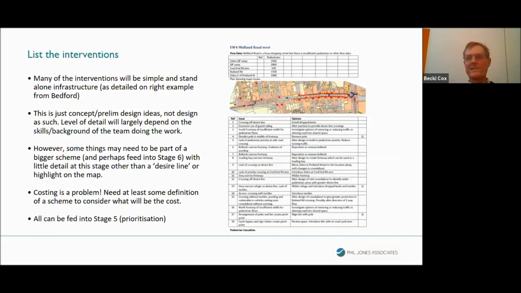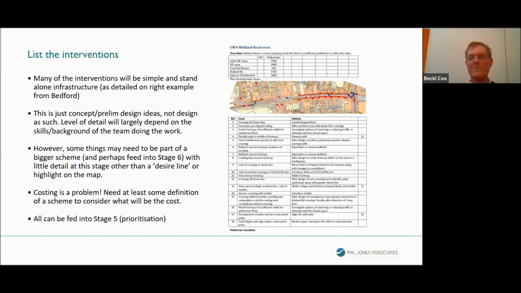On the right here is just an example of the analysis that Bedford did for one of their streets. And this is very simple. It just goes along the street and identifies all of the things that can be done, all of the issues and all of the options for improvements. And from that list, you can then start to list out your potential measures along a street. And a lot of the work that local authorities have been doing so far has been very simplistic like this.